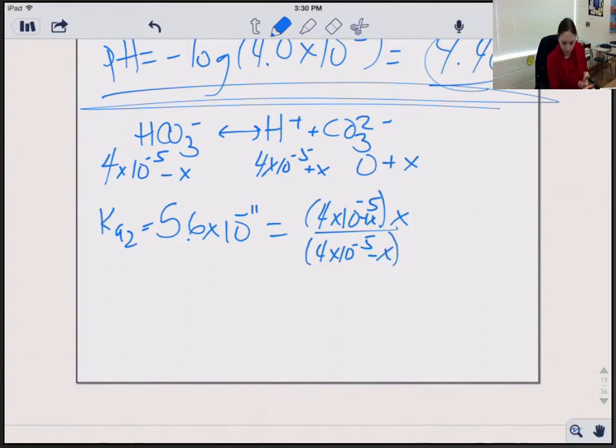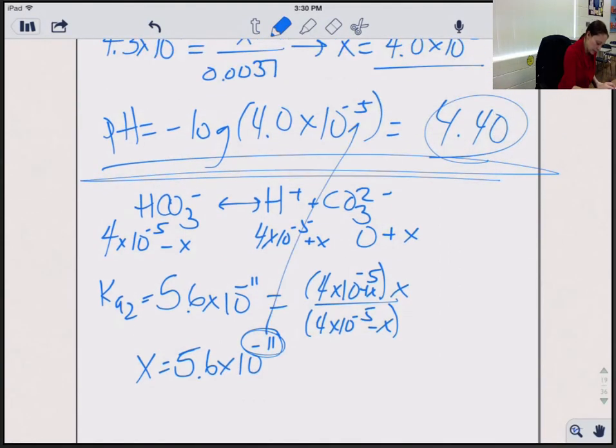You can do some algebra here. What you end up with is that your x is going to be 5.6 times 10 to the negative 11th, which is a very, very small number compared to 10 to the negative 5th. So you're not adding anything to that H plus. All of the H plus in a polyprotic acid comes from the initial Ka. Very, very few comes from subsequent Kas when you lose more and more H's. It's a little bit, but it's not very much. 10 to the negative 5th compared to 10 to the negative 11th.